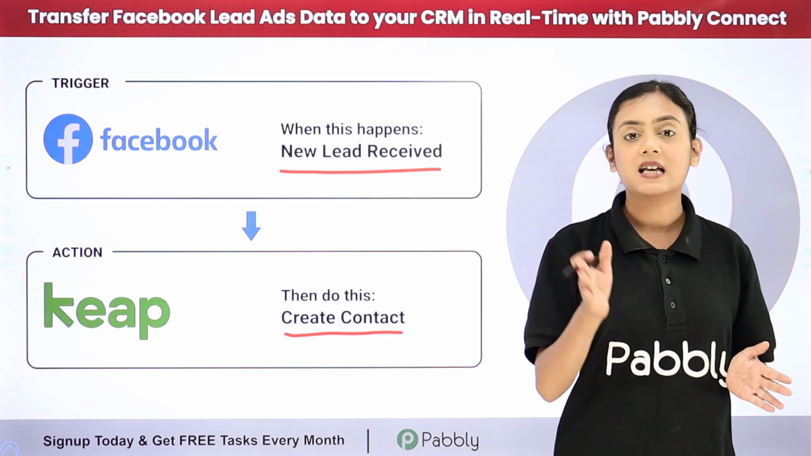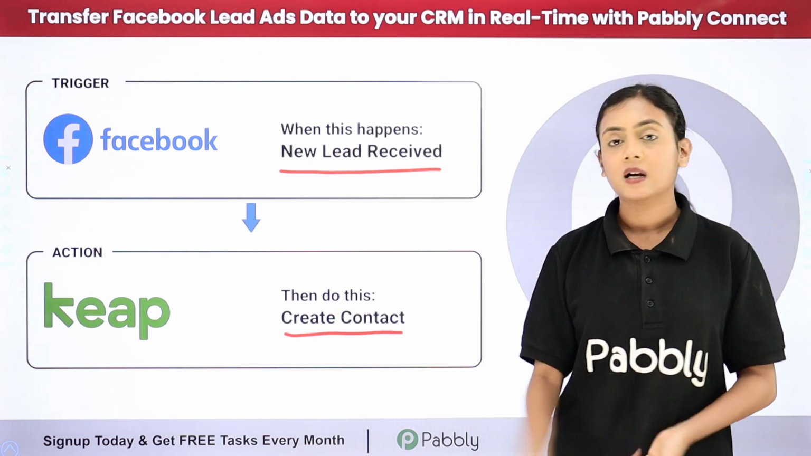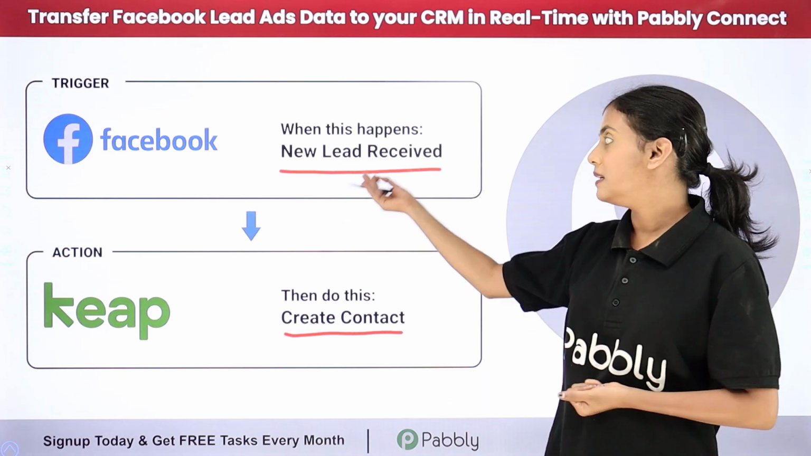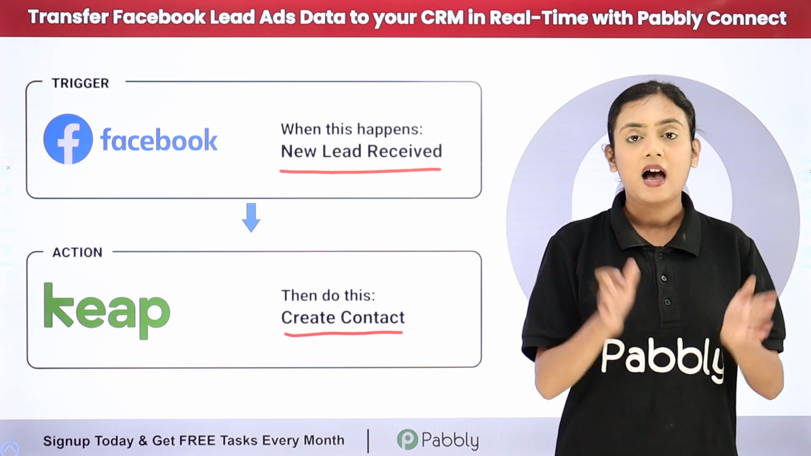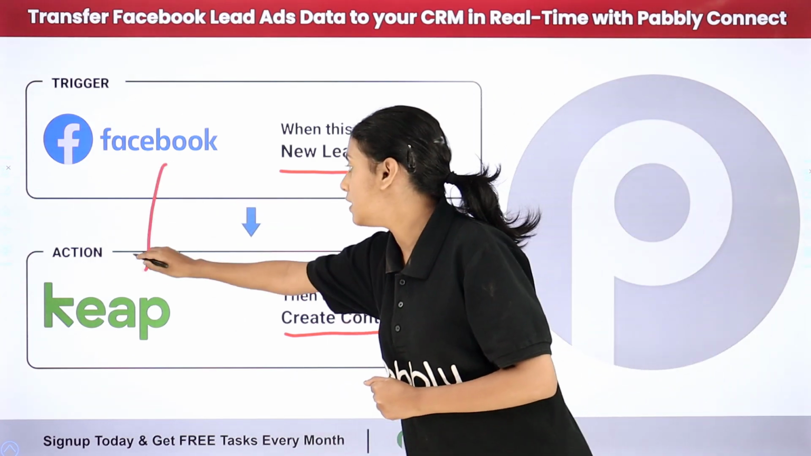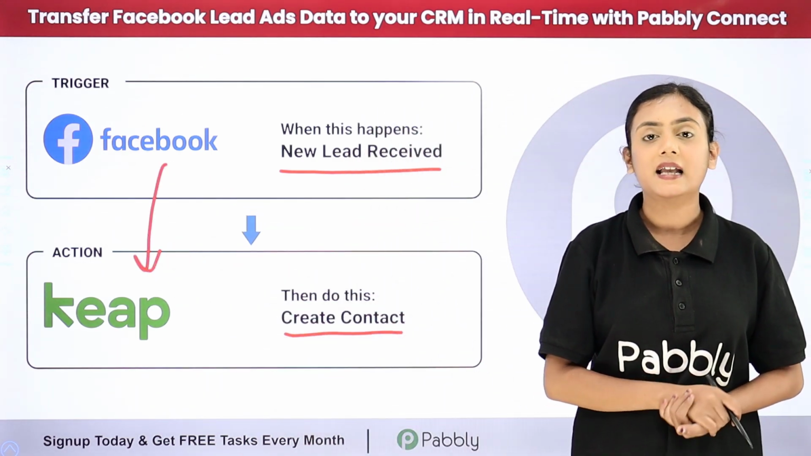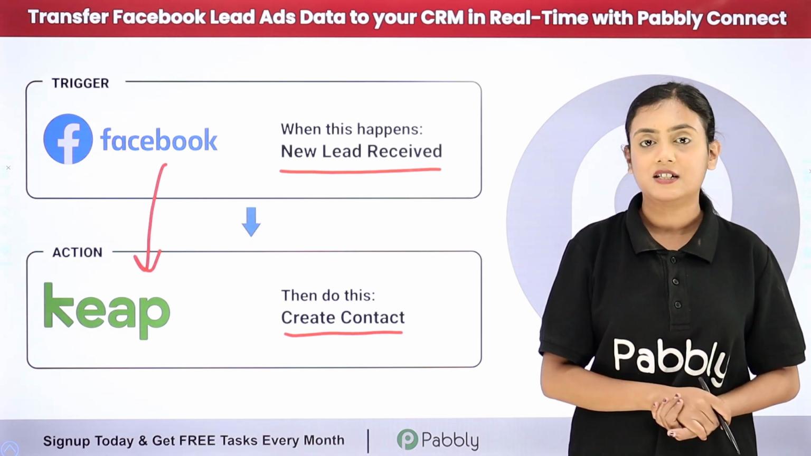In my business, for the CRM application, I am using Keep. So here what I want is that as soon as a new lead is generated, I want to add that lead as a contact in my Keep account. And for that, I'm going to build a connection between Facebook and Keep with the help of Pabbly Connect, which is an amazing automation and integration software.